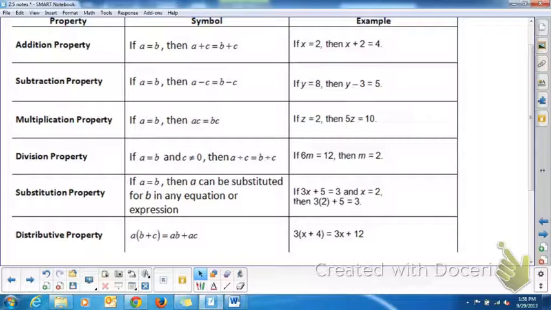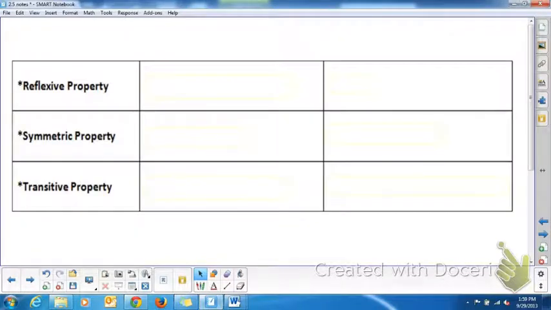These are the properties that we've already used and explored last year in algebra and the beginning of this year in Algebra 2 and Geometry. This year you were also introduced to these 3 new properties: reflexive property, symmetric property, and transitive property. These are also properties of equality that we have explored. The reflexive property: for any real number A, A is equal to itself. That's when one thing is equal to itself. An example would be AB is equal to AB for any segment, the distance of AB.